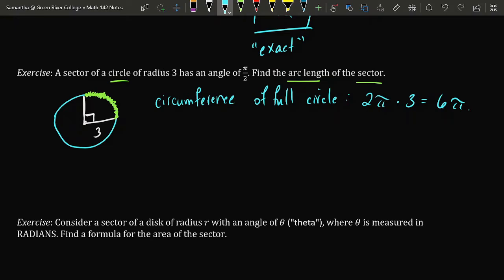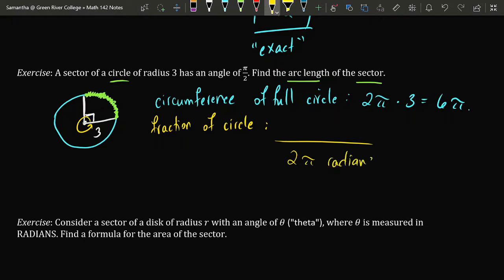What fraction exactly do I have? Visually, it may be obvious that I have 1/4 of the full circle, but let's just confirm that mathematically. Under normal circumstances, a full circle would correspond to a full rotation of 360 degrees, or in units of radians, 2 pi radians. Out of those 2 pi radians, we have pi over 2 radians in our central angle.